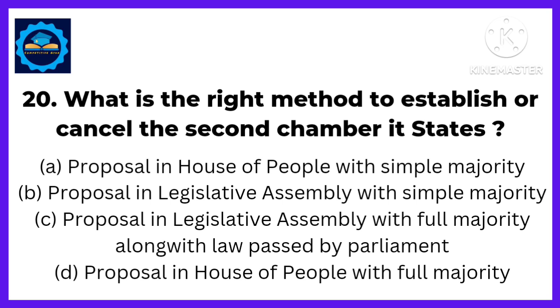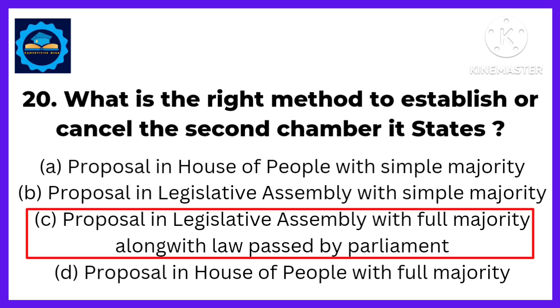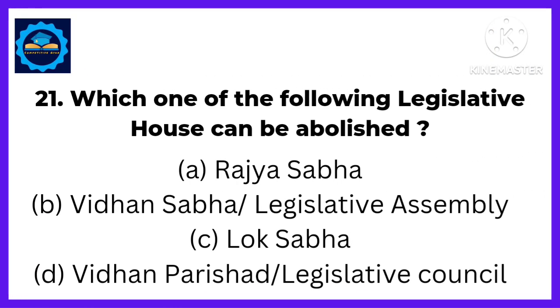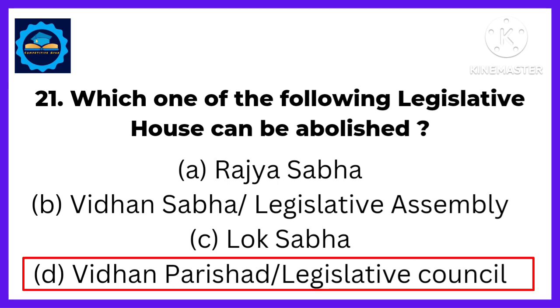Next, what is the right method to establish or cancel the second chamber in states? Answer: Proposal in Legislative Assembly with full majority along with law passed by the Parliament is the right method to establish or cancel the second chamber. Next, which one of the following legislative house can be abolished? Answer: Vidhan Parishad or Legislative Council can be abolished.